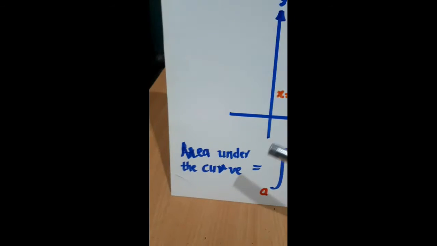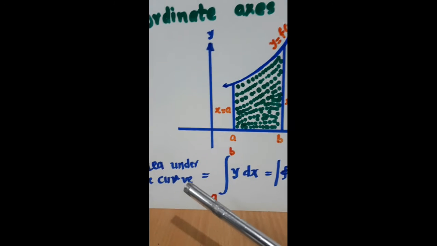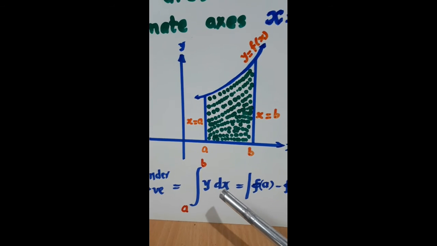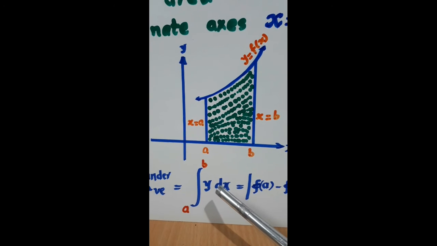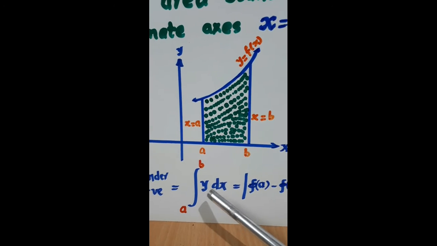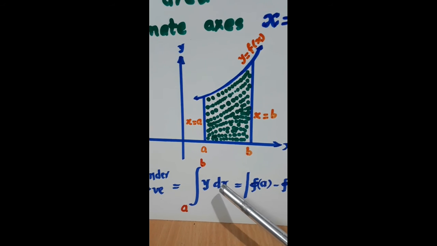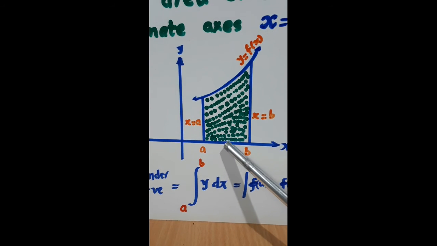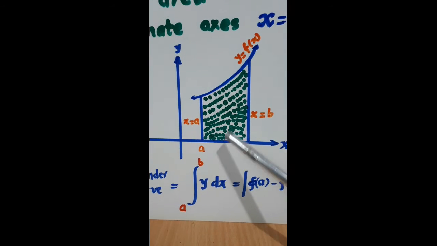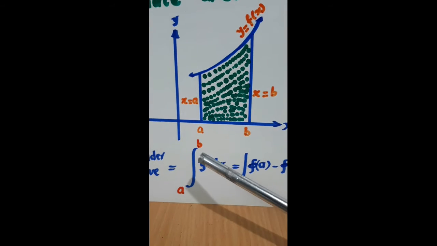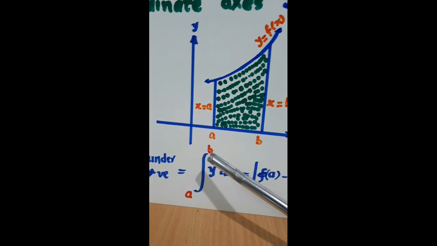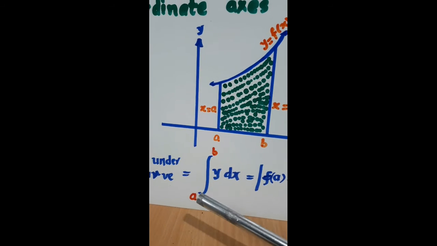Now look here, area under the curve. The formula is y into dx, length into breadth. Look here, one works like a length, the other works like a breadth. This dx is a small part of the x-axis. So when we find the area of a small part and then sum up all those areas, that is the integral. Integral means sum up. It is a fancy name for addition.